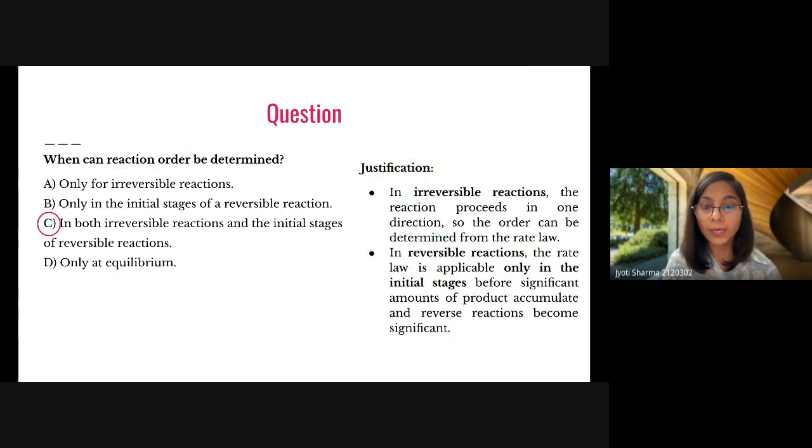In an irreversible reaction, the reaction proceeds in one direction, so order can be determined from the rate law. In a reversible reaction, the rate law is applicable only in the initial stage, before a significant amount of product accumulates and the reverse reaction becomes significant. So that's why that answer will be your right one.